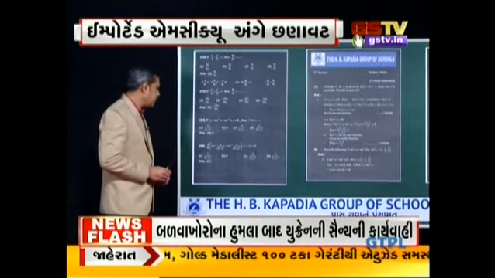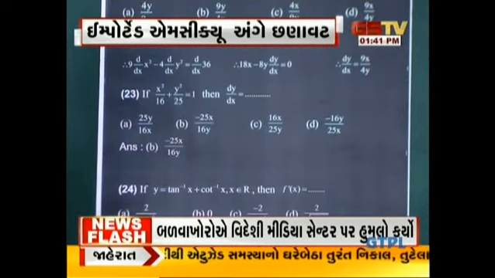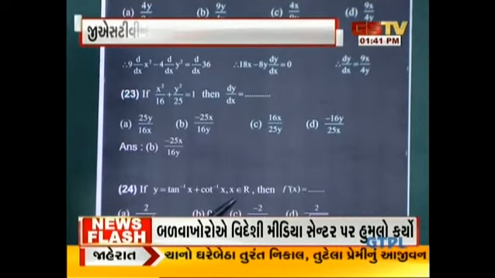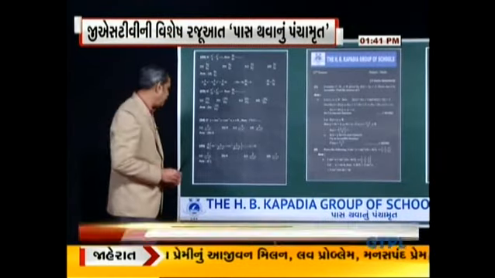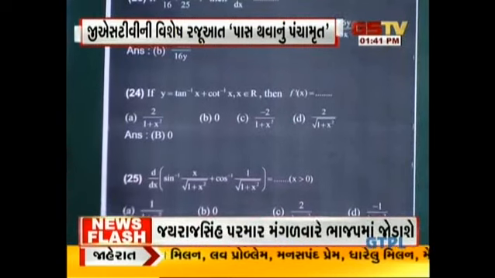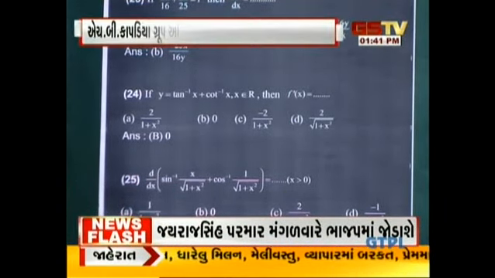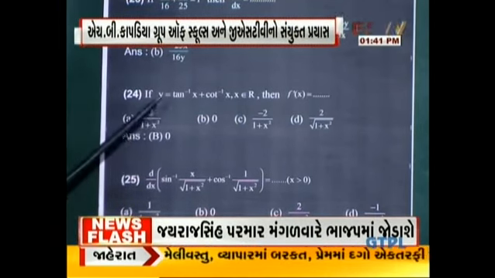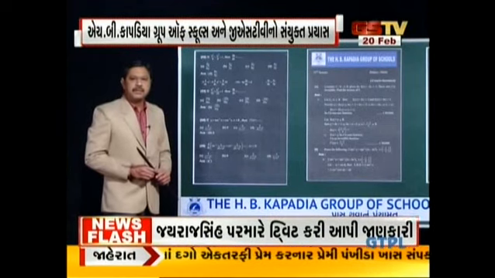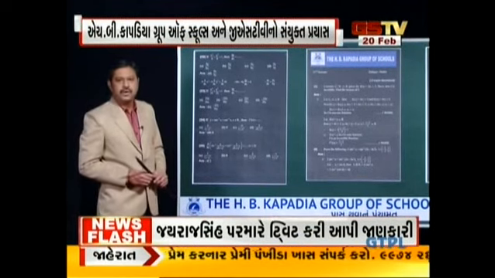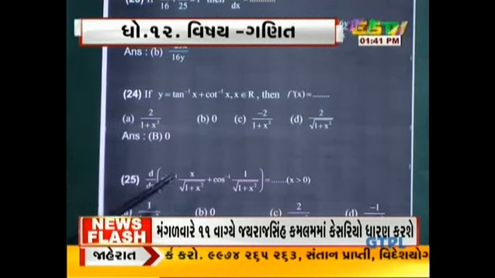Next MCQ, question number 24. If y is equal to tan inverse x where x belongs to R, then find the value of f dash x, the derivative. So again student, it's a result from chapter 2. Tan inverse x plus cot inverse x is equal to pi by 2. So the value of y is equal to pi by 2. The derivative of pi by 2, it's a constant function, so always 0. So the answer for this is 0, option B.